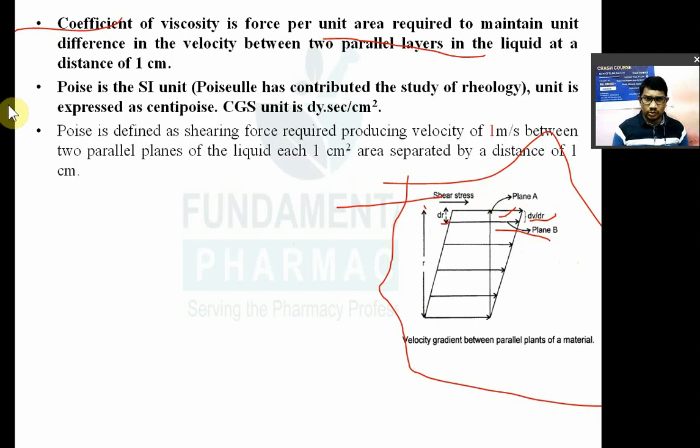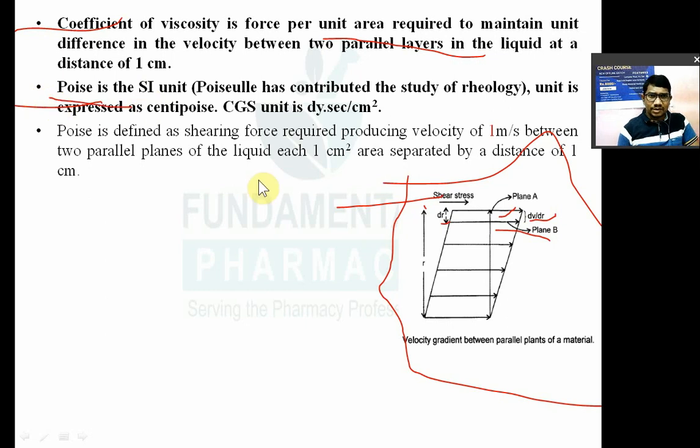Now the unit is the poise and the centipoise. Centipoise is nothing but poise into 10 raised to minus 2. Poiseuille made a great contribution in the study of rheology. That's why, based upon his name, poise is the unit.